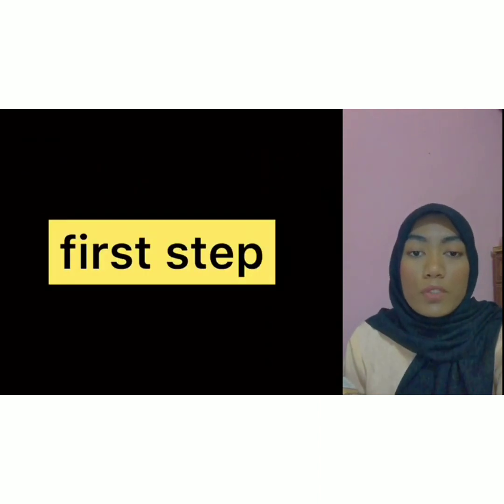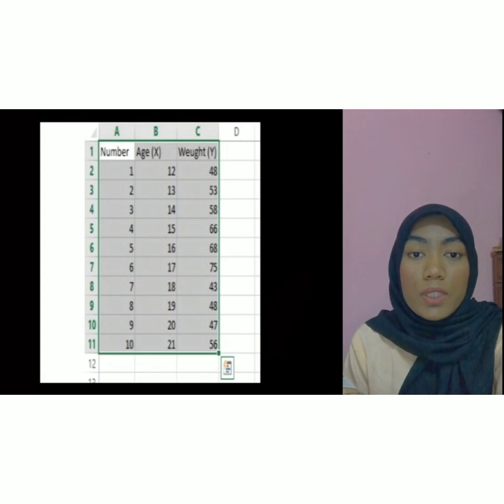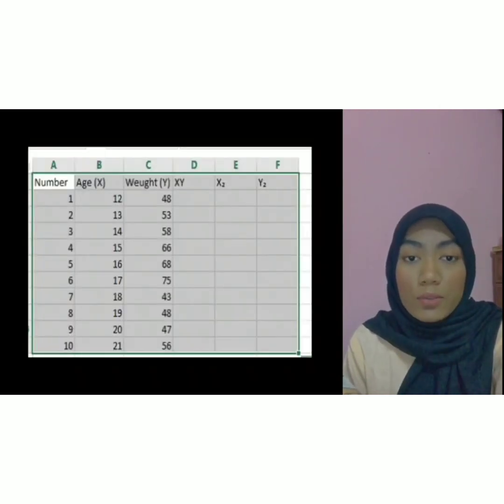The first step is you need to find two variables. So here I use age for x and weight for y. Then you need to add 3 more columns for xy, x2 and y2.